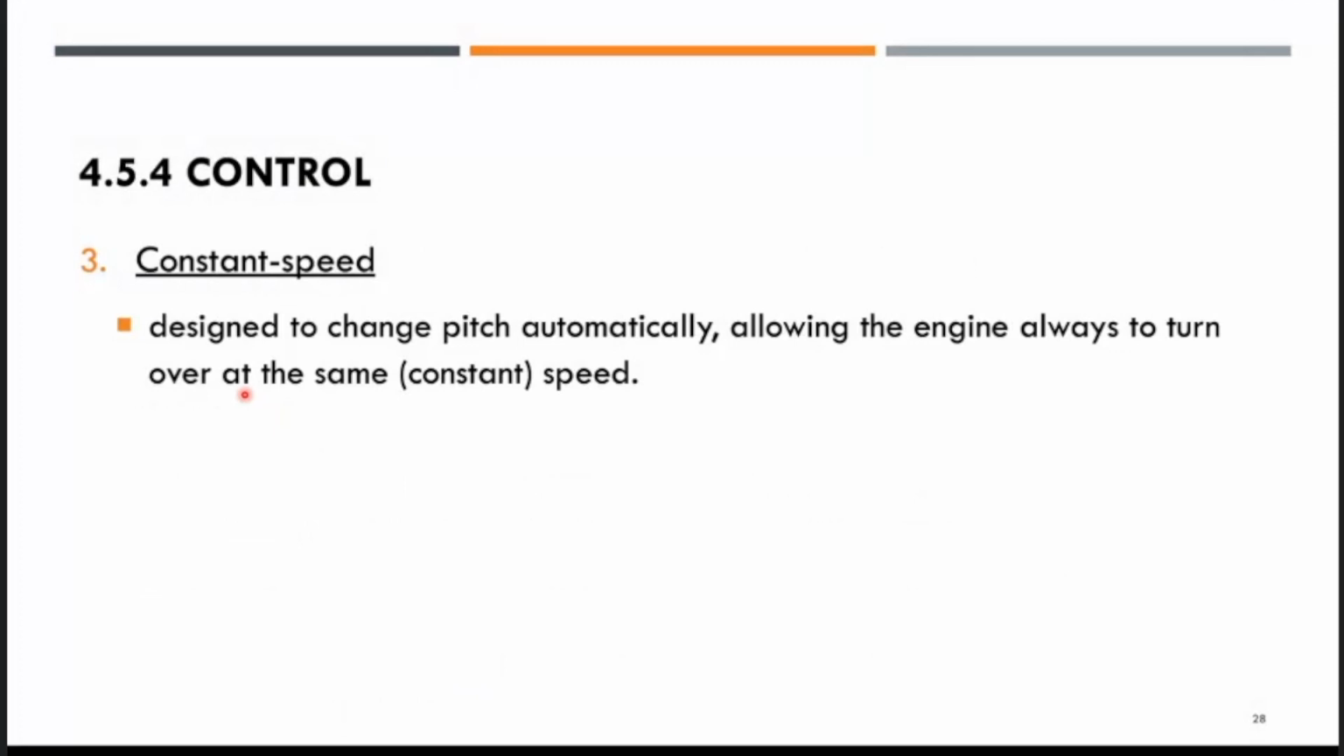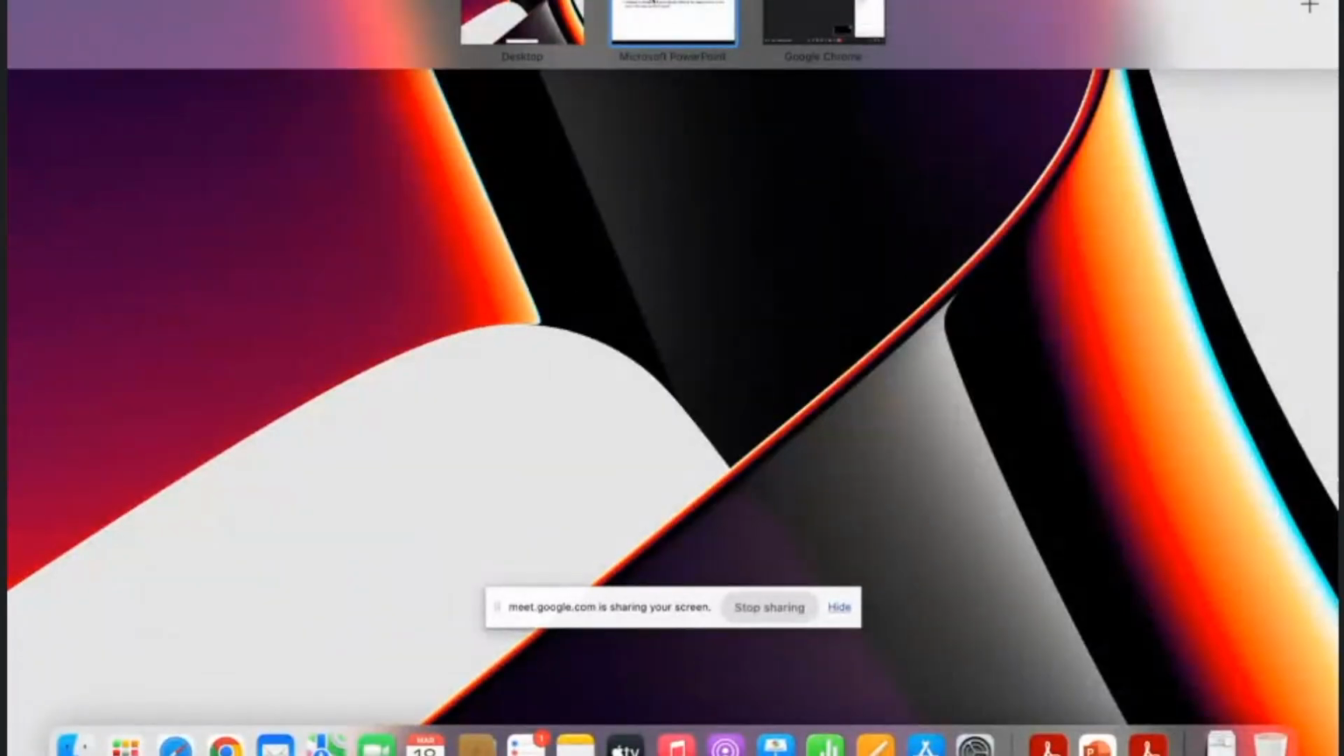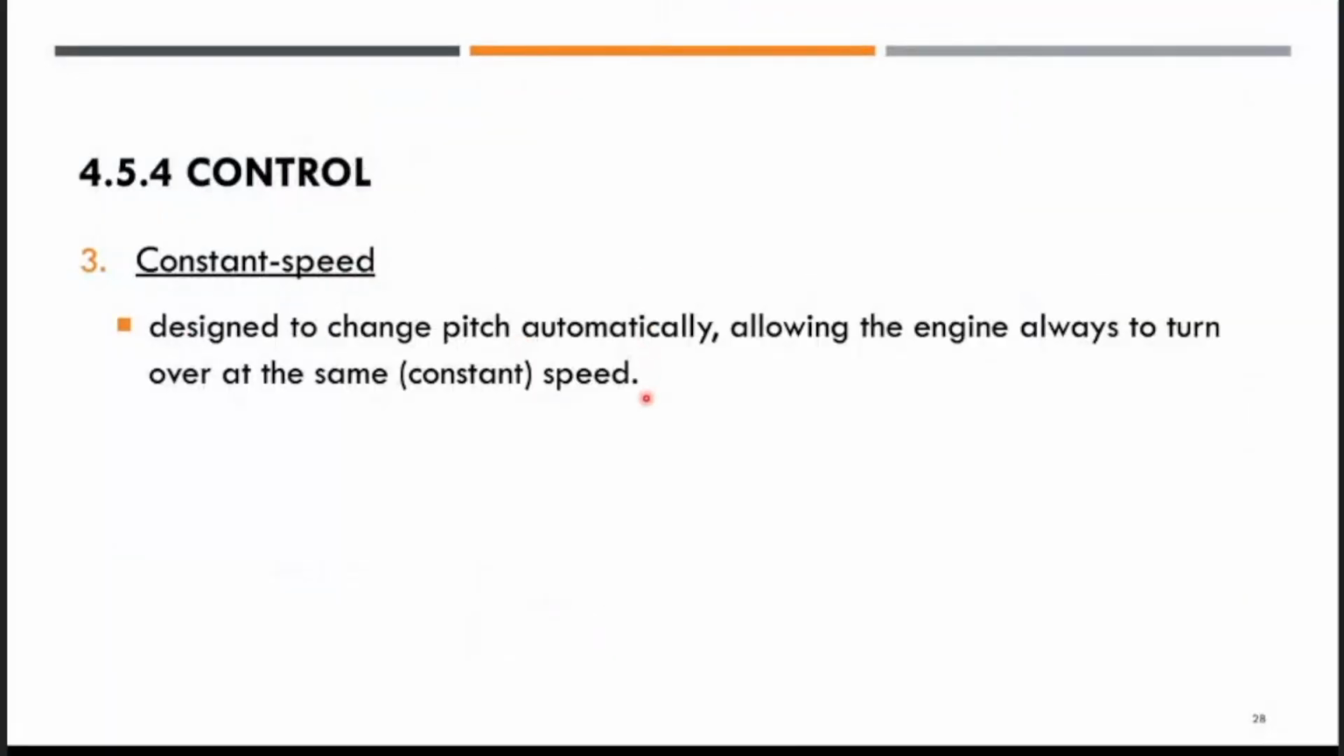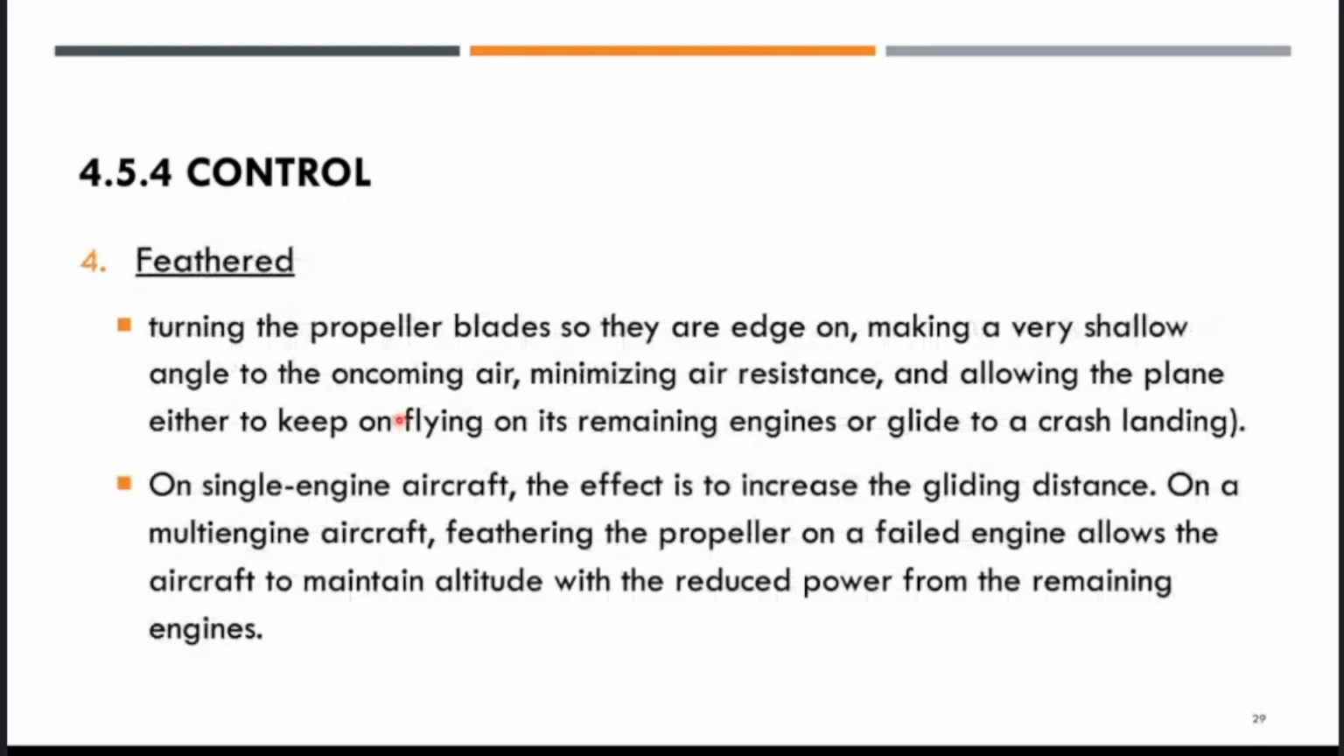And then the other one is the constant speed type of propeller, which is designed to change pitch automatically, allowing the engine always to turn over at the same constant speed. That's why we call it a constant speed type of propeller.